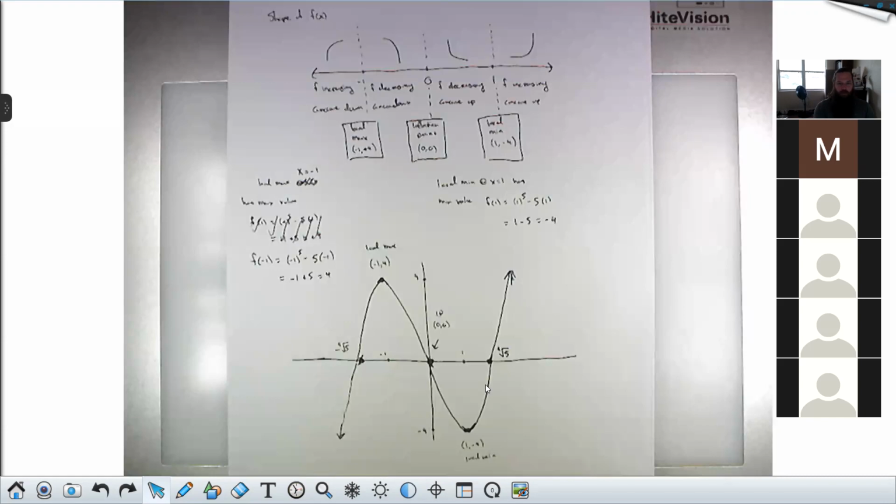You guys see what I mean when I call this an inflection point? Everywhere over here, the shape of the graph is like this. It's concave down. Water would run off the side of it. And everywhere over here, to the right of that, this is concave up. It would collect water. That's what we mean by an inflection point. It's a place where that concavity changes from going like this to going like this.